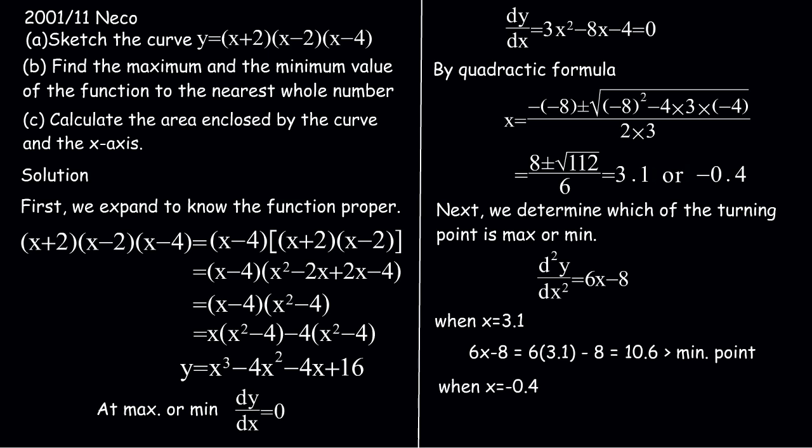And when s equals minus 0.4, 6s minus 8 will be equal to 6 times (minus 0.4) minus 8, which is equal to minus 10.4. And since this is less than 0, it is going to be our maximum point. So therefore we've gotten the values for our maximum and minimum points.